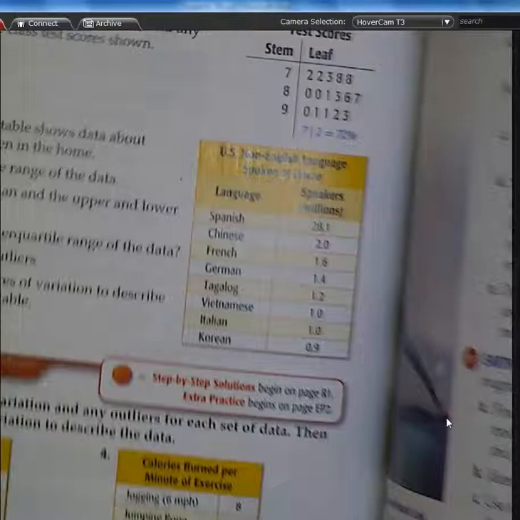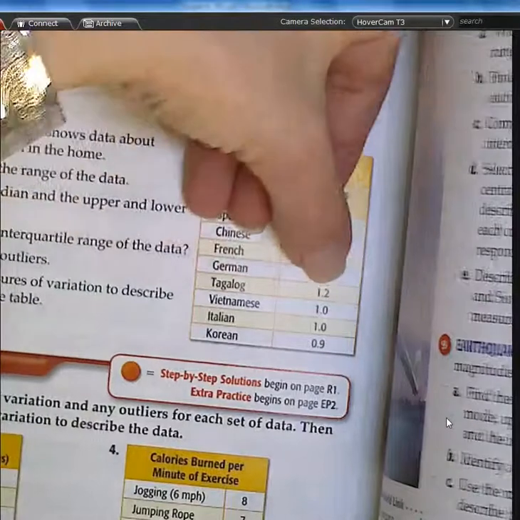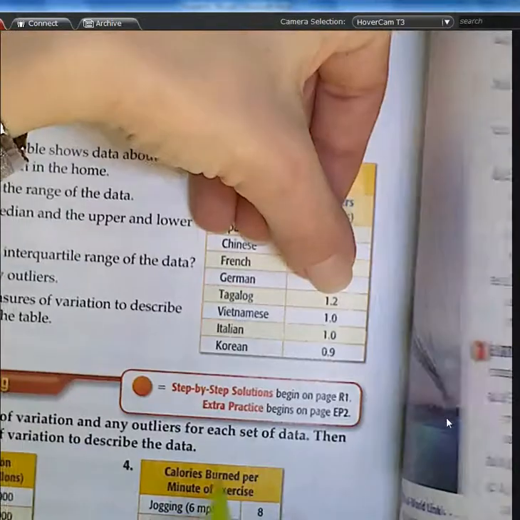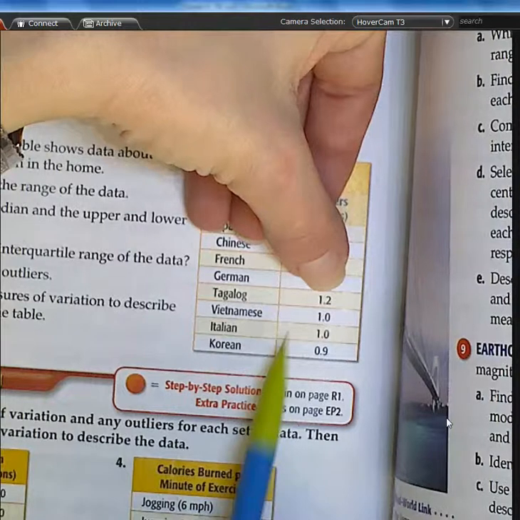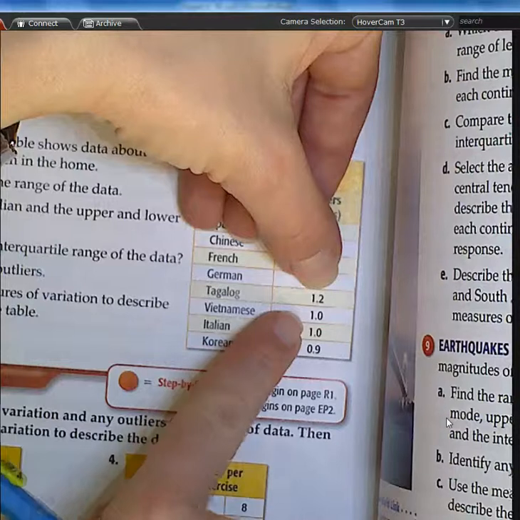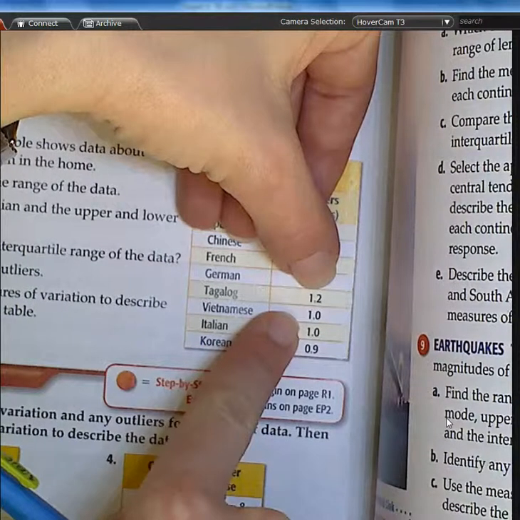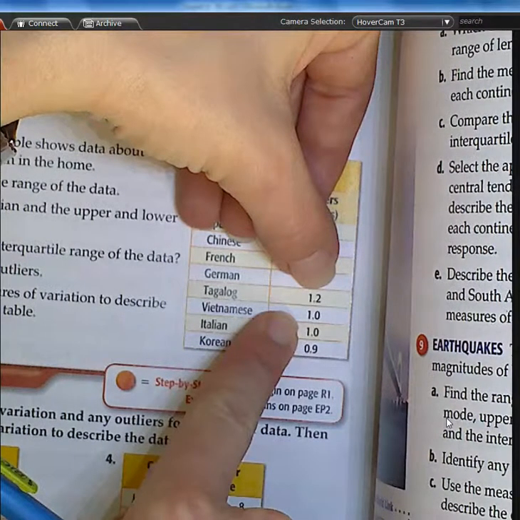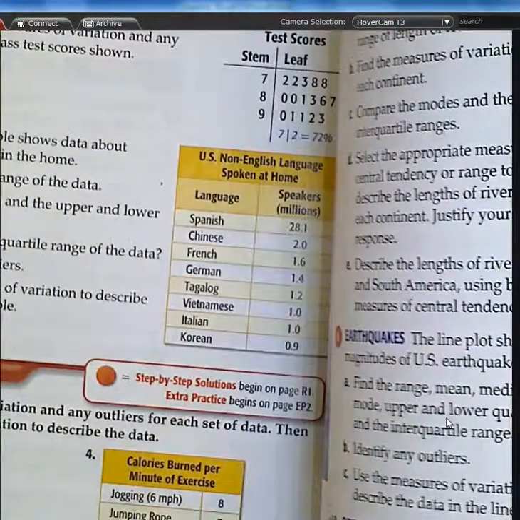The lower quartile means I would cover up 1.3 and only have what's below it. I again have 4 points. They love in 8th grade to give us even numbers. But what's in the middle? 1 and 1. So my lower quartile is going to be 1, because it gave us the same numbers.